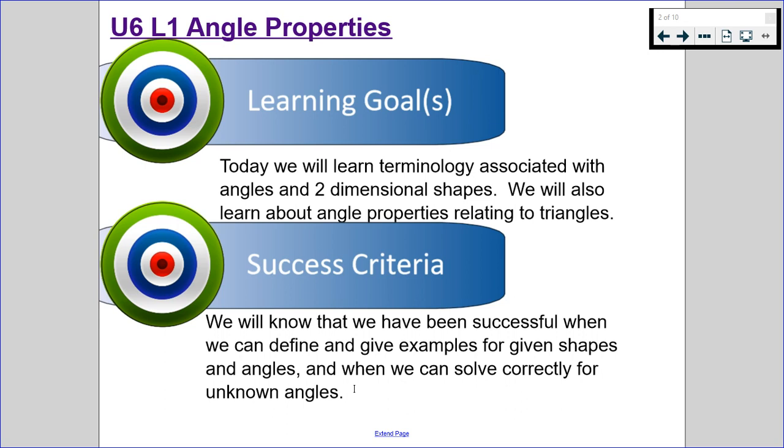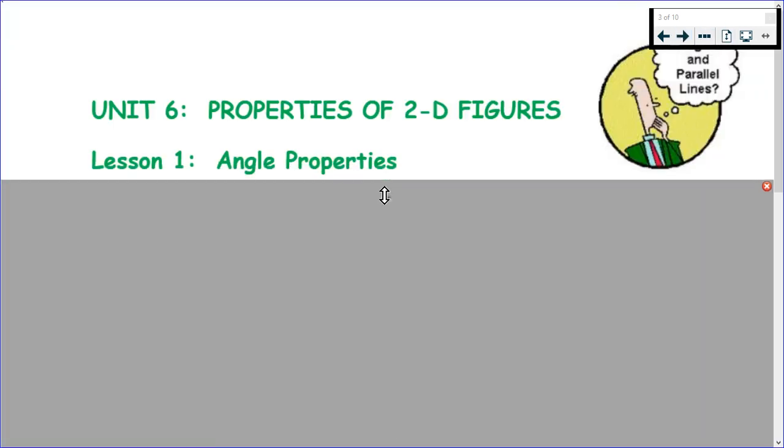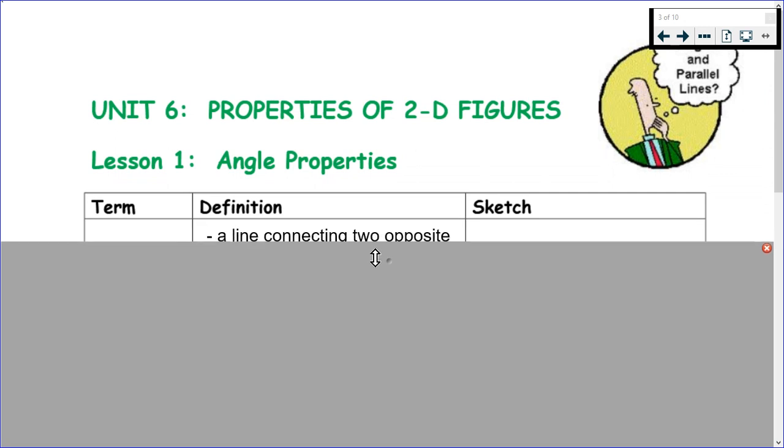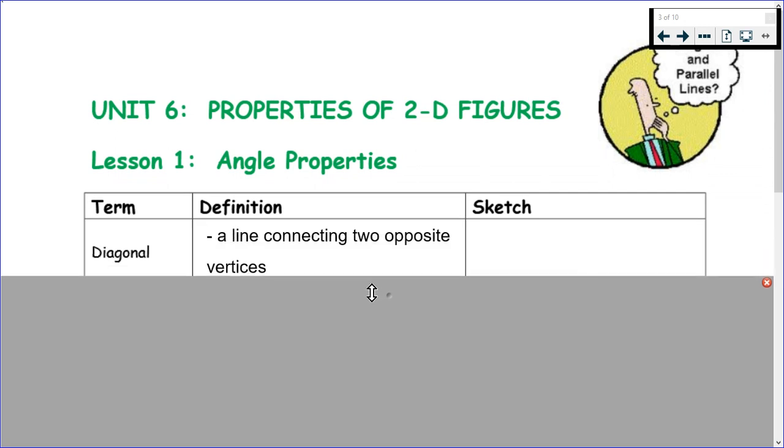We will know we've been successful when we can define and give examples for given shapes and angles, and when we can correctly solve for unknown angles. We're going to start with some terminology. So let's learn about terms, definitions, and we'll include a little sketch to help describe what's going on.